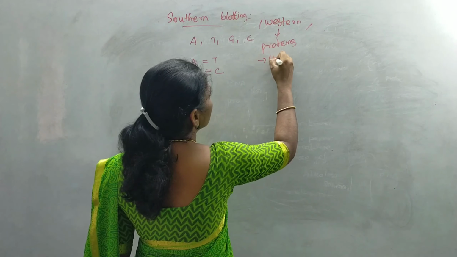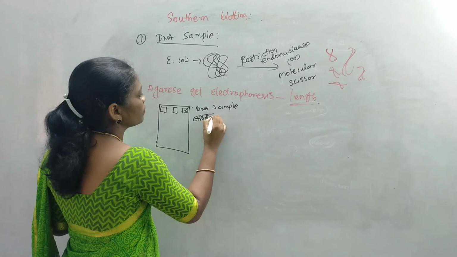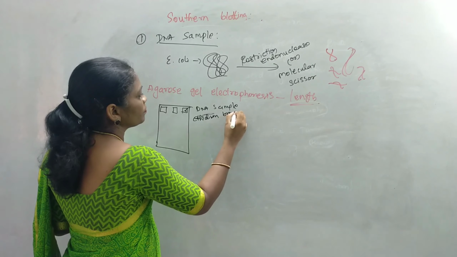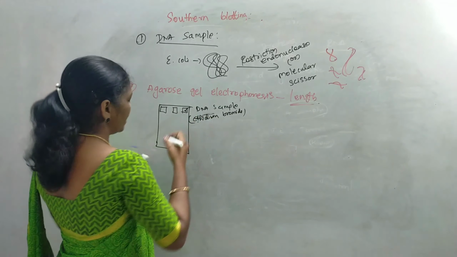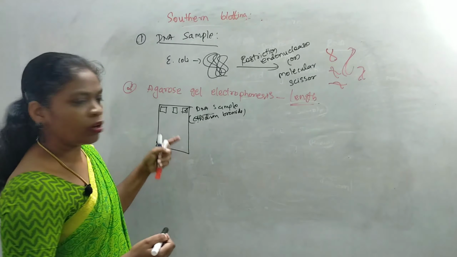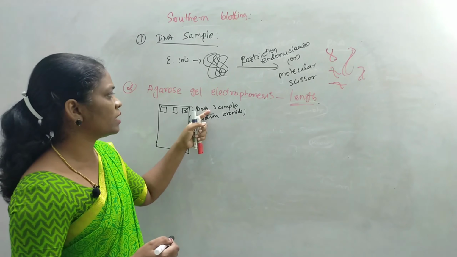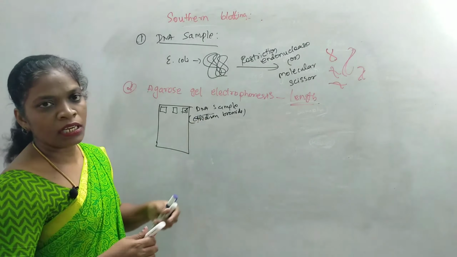So I have prepared an agarose gel. This is the agarose gel medium, with wells here, and these wells are filled with the DNA sample. These DNA samples are stained with ethidium bromide. DNA is colorless and agar gel is also transparent, so to identify the DNA sample, I am treating it with ethidium bromide.